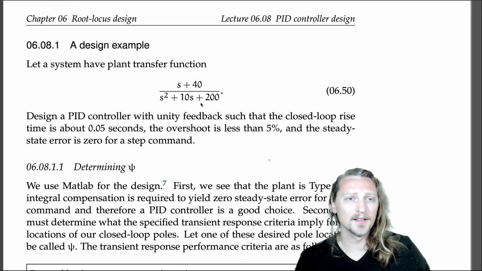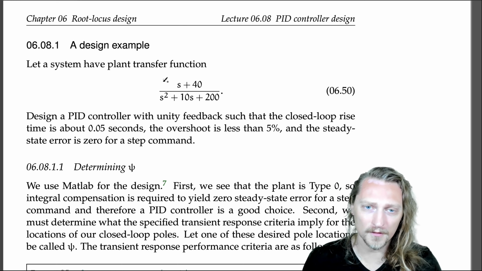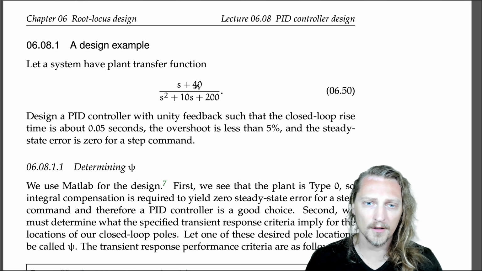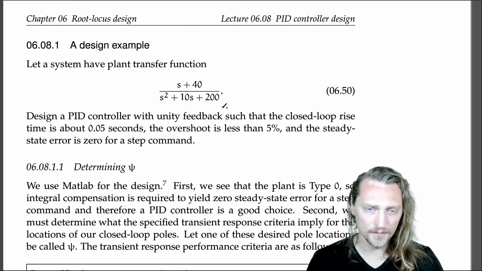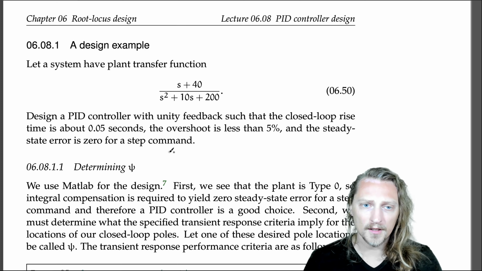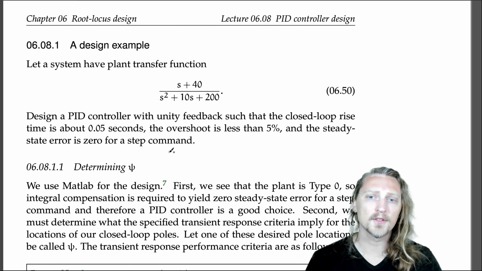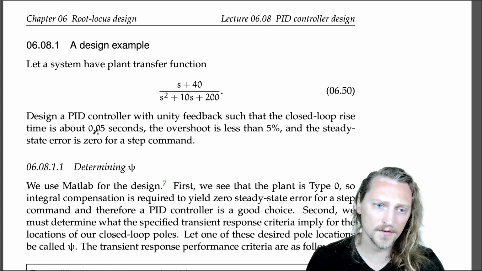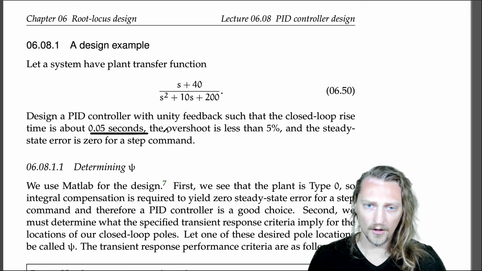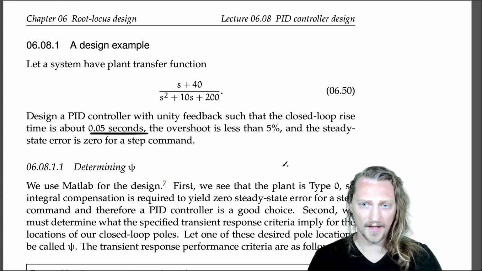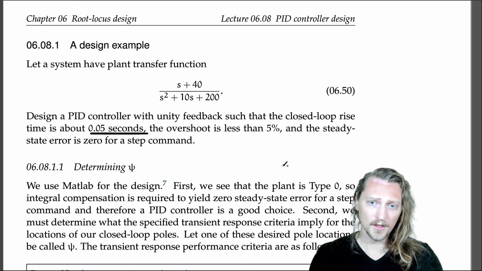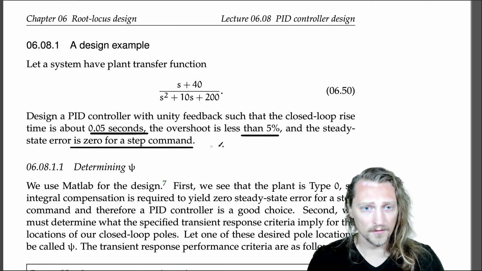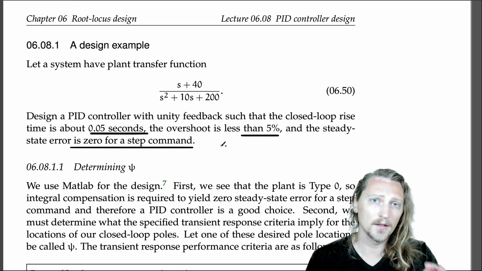So let a system have plant transfer function given in 650 here. So we've got a 0 and 2 poles. Design a PID controller with a unity feedback such that the closed loop rise time is about 5/100ths of a second. The overshoot is less than 5%, and the steady state error is 0 for a step command. So those are the three requirements we have.